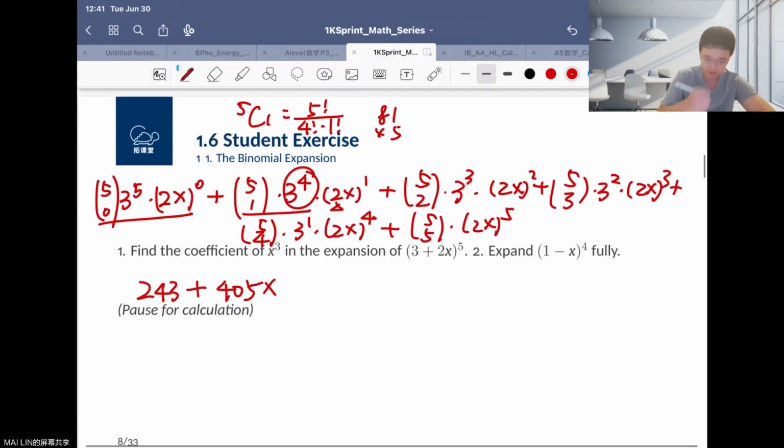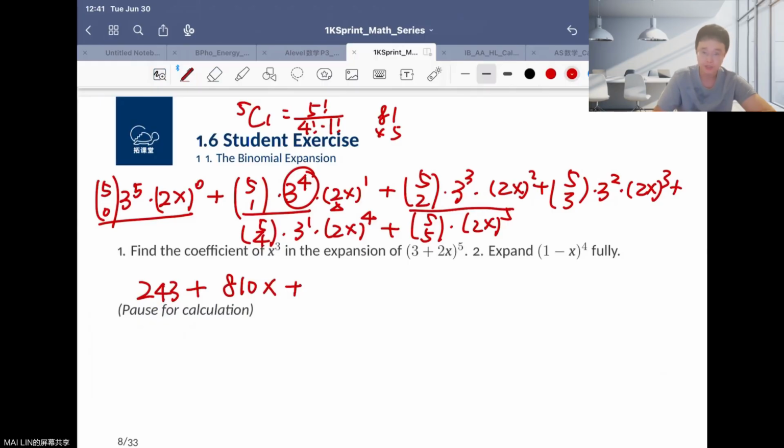We also have to times 2, right? So it's 810x. And plus here 5C2 is 10, and 10 times 27 times 4, right? So 4 times 27 equals 108. So it's 1080x squared, right? And 5C3 also is 10, and it's 9 times 8, so it's plus 720x cubed.